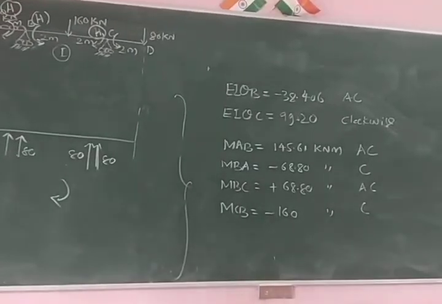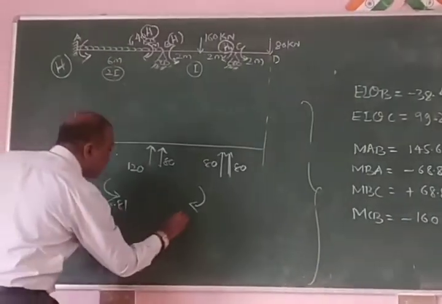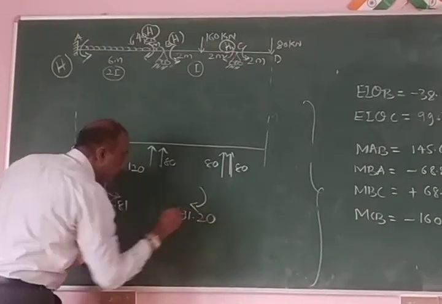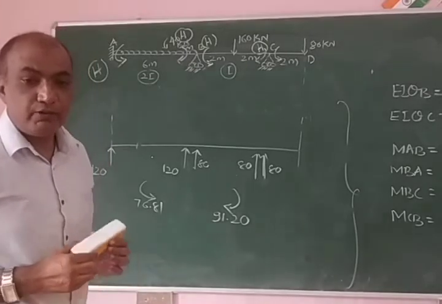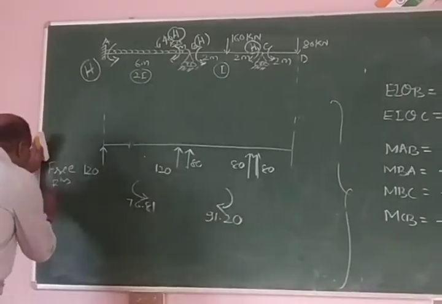91.2. So 76.81 and 91.2 I have already done. Now these are called unbalanced moments.